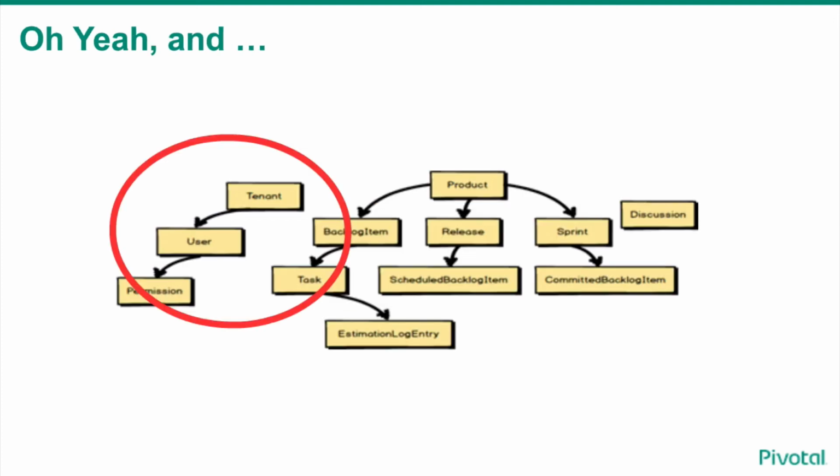Oftentimes we see teams reason that, well, we're supporting multi-tenancy. We're going to have multiple subscribers to this service, and therefore we want each subscriber to be represented as a tenant, and then users within the tenancy will have accounts, and users will have permissions to do things. So let's add this to the model.